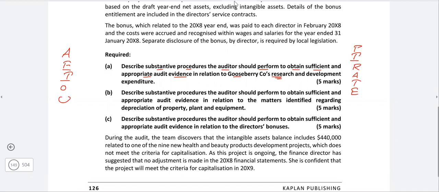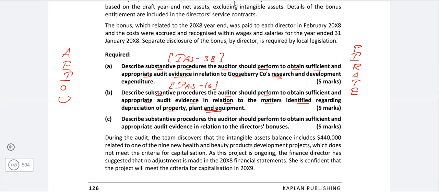And then we have the B part: describe substantive procedures the auditor should perform to obtain sufficient and appropriate audit evidence in relation to the matters identified regarding depreciation of the property, plant, and equipment. So this was relevant to IAS 38, but anyways, if you do not remember the standard, you just need to know the treatment. You'll not get any marks for even writing the name of the standard. And this depreciation of the property, plant, and equipment is relevant to IAS 16, but again, this is not something important for the exam.